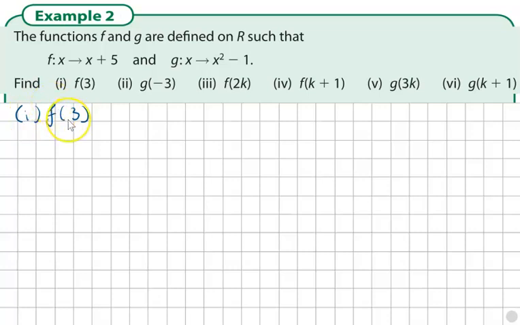So 1, f of 3. We go to our function f of x, and we're going to swap that x for brackets, and into the brackets we're going to put 3. So 3 plus 5 is 8.